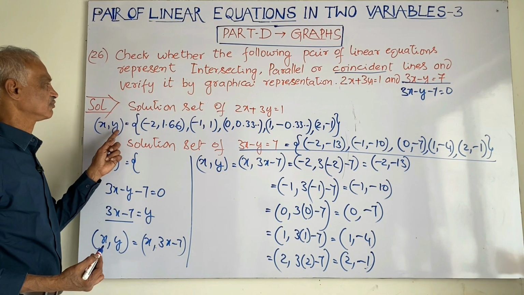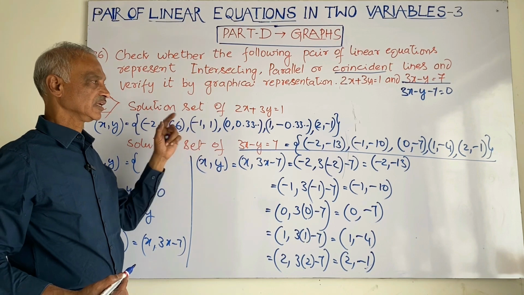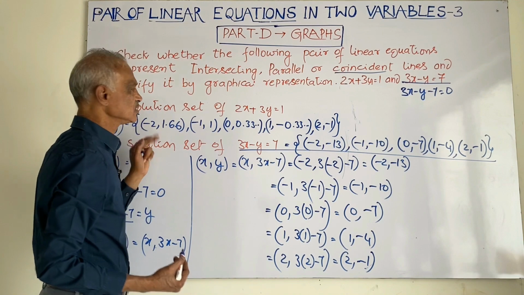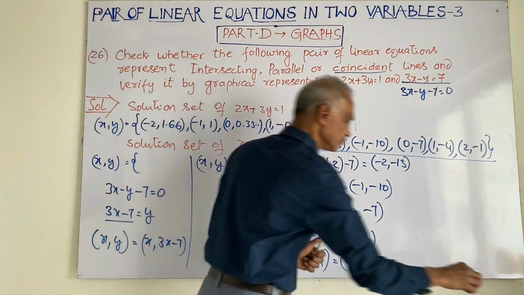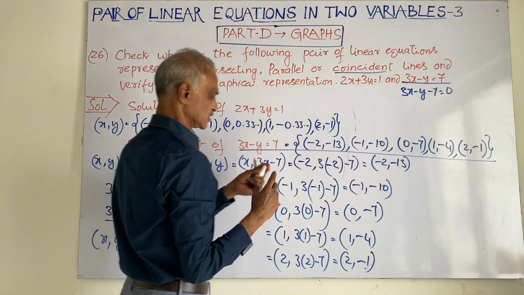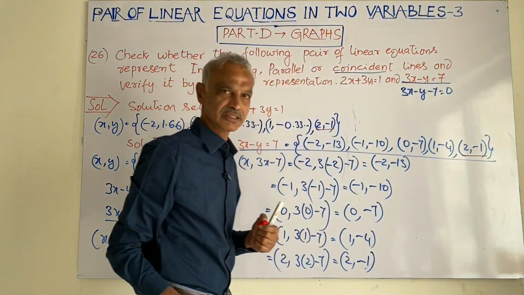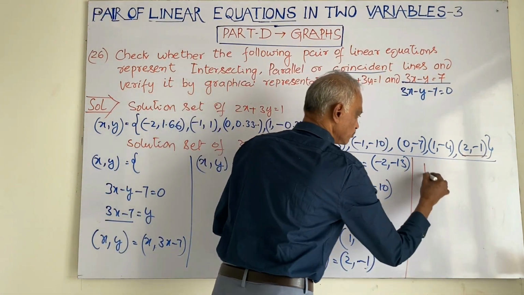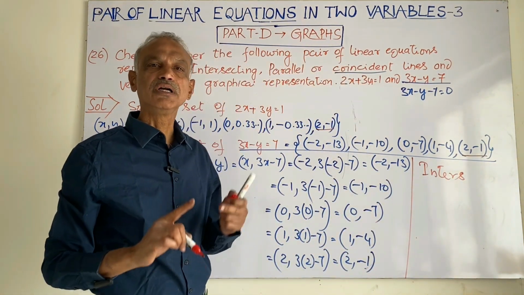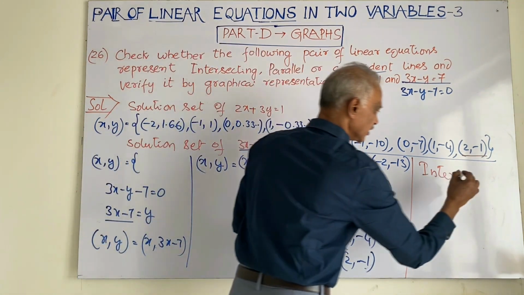What is the solution set for 2x plus 3y is equal to 1? You see the common ordered pair. You check what is the common ordered pair from these solution sets. You see 2, minus 1 is here, and here also 2, minus 1 is there. This is the intersecting point. The common ordered pair is the intersecting point of these two lines.